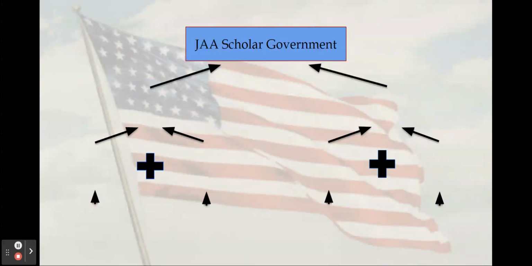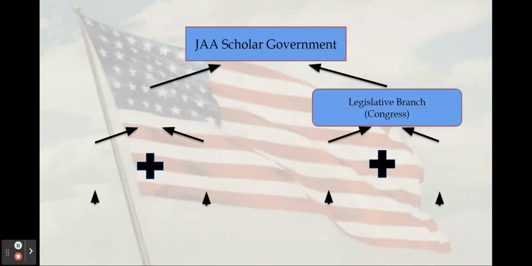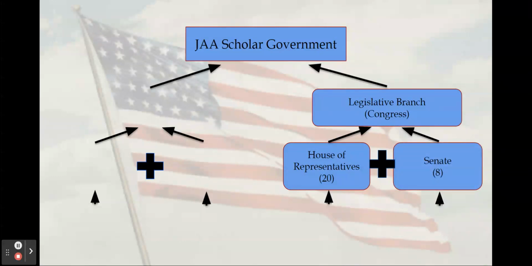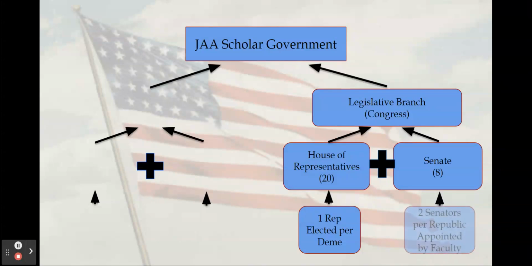In other words, there are 2 branches of government. The legislative branch, also known as Congress, is made up of the House of Representatives and the Senate. The House of Representatives includes 1 rep from each dean. You will also elect an alternate to fill in for your dean rep when he or she is absent. The Senate is made up of 2 senators from each republic. To simplify the process, the republic and dean lead teachers will appoint the senators. Together, the 20 dean reps and 8 senators will make up the Congress. So 1 rep elected per dean for House of Representatives, 2 senators per republic appointed by faculty.